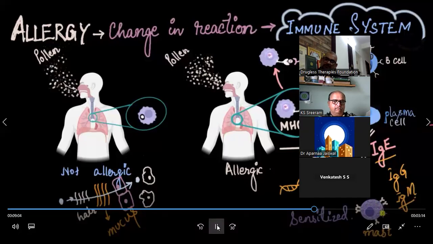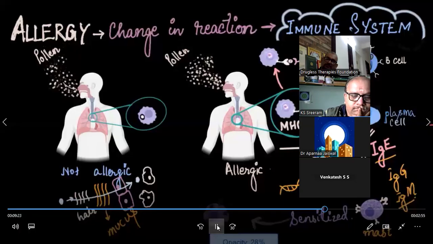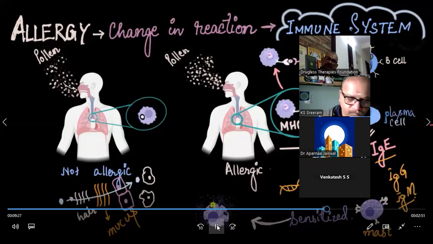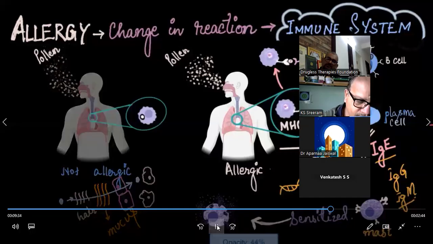And during that time, if this pollen happened to enter the body of Ram again, can you guess what can happen? Well, this time the pollen will be taken up directly by the IgE antibody that's present on top of the mast cells. And as soon as the pollen binds to the IgE molecule, the mast cell ruptures. And as you can see, it releases all its content in the vicinity. Now, before I tell you what happens next, let me clear the board a little bit.